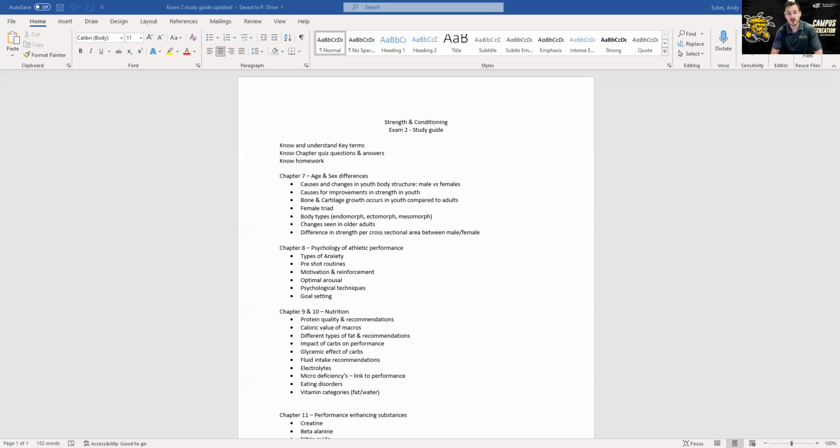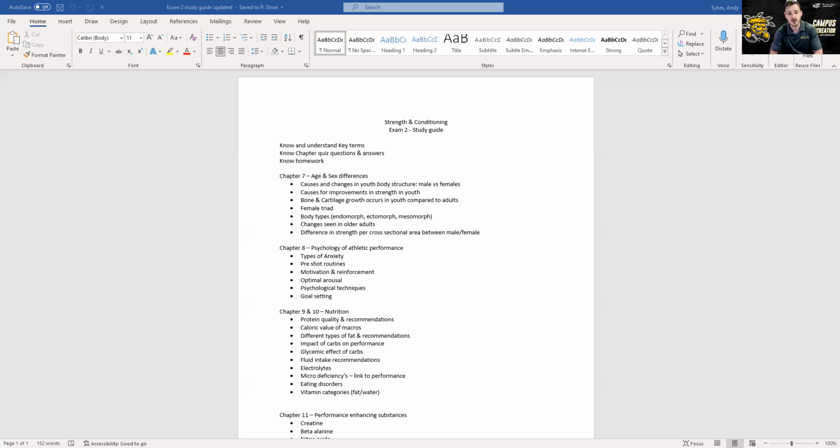Caloric value of your macros. Okay, there is some calculation in this. So as you come to class for your second exam, I will allow you to have a calculator. So be ready for that. Even maybe a piece of paper and a pen, so you can jot down some figures, because I will want you to be able to calculate some nutritional math.